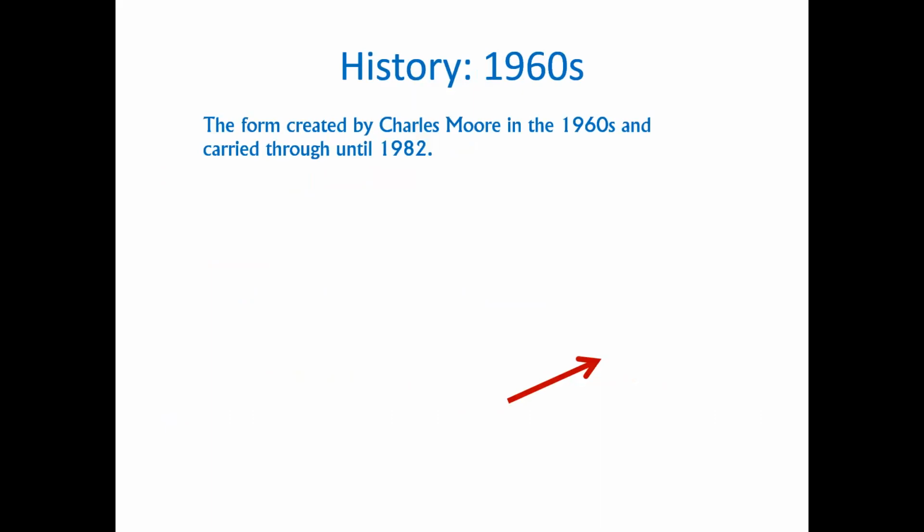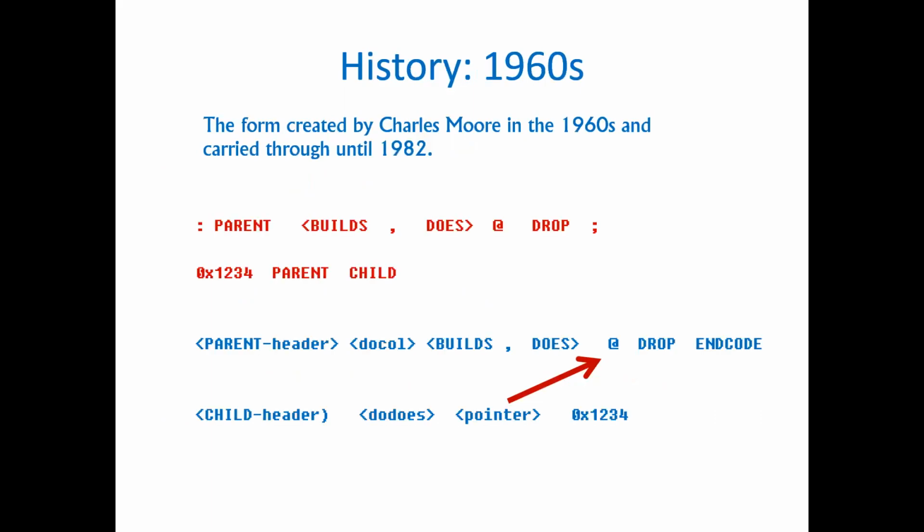So, rewind to some history. In the 1960s, from about 1966 to 69, when Charles Moore was developing Forth, he created the Bill's Does form. We see the use here. The parent word uses Bill's, comma, does at dump, very similar to what we saw with create.